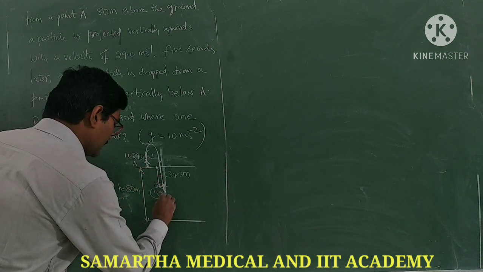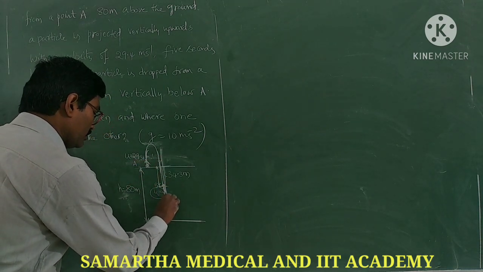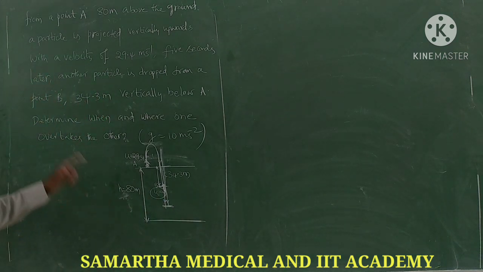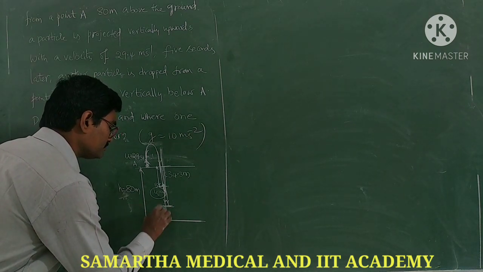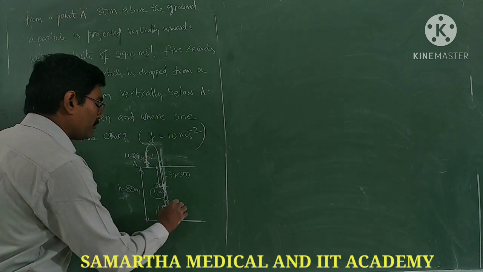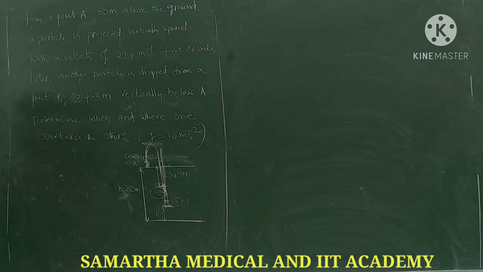Now this is coming down. Even the first one projected is also coming down. Both will meet at a particular time. When and where? At what distance from the ground they will meet, and after what time from the point of projection they will meet, you need to calculate. Understood? Clear or not? So there are two conditions.